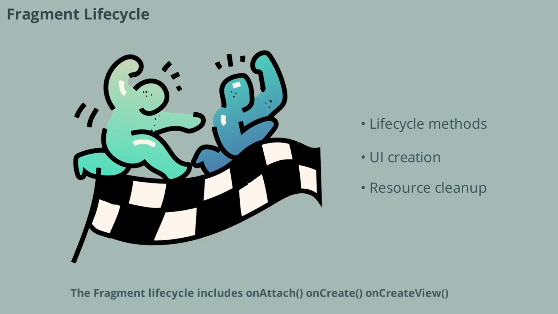The fragment lifecycle includes onAttach, onCreate, onCreateView, onActivityCreated, onStart, onResume, onPause, onStop, onDestroyView, and onDestroy. Each method manages initialization, UI creation, visibility, activity interaction, and cleanup. Understanding fragment lifecycle is crucial for UI consistency and resource management.